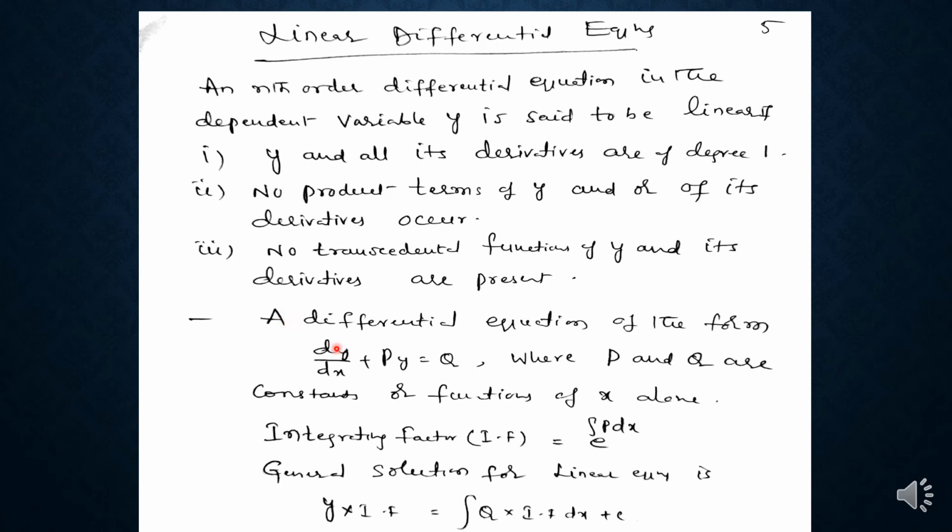So if the given differential equation is of the form dy/dx + Py = Q, where P and Q are functions of x or constants, then that is called a linear form. To solve it, we should find the integrating factor IF = e^(∫P dx), and its general solution is y·IF = ∫Q·IF dx + c. We will see some more problems on linear differential equations.